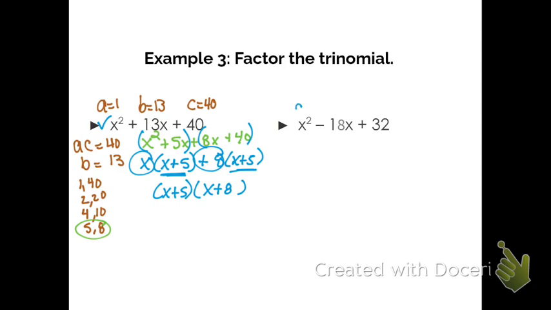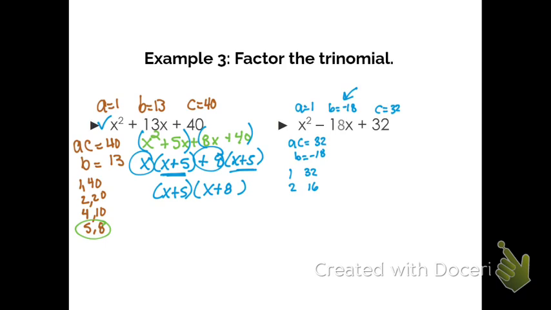Okay. Last problem, my a is 1, my b is negative 18, my c is 32. That means a times c is 32 and b is negative 18. So I start thinking of things that multiply to 32, like 1 times 32 or 2 times 16. And I'm looking for something that adds up to 18, or actually negative 18. Now, if I think here, they have to multiply to a positive, but they have to add up to a negative. So think about that a little bit.